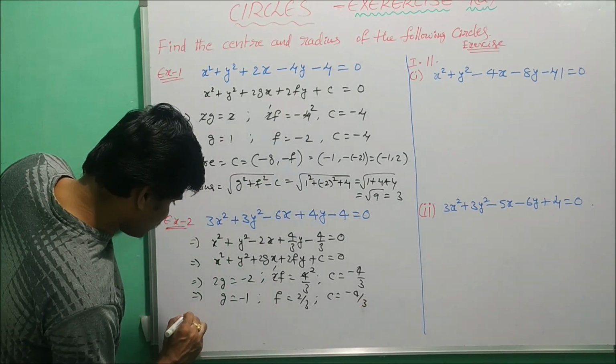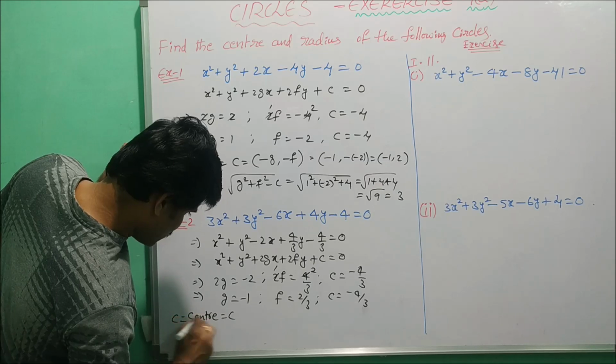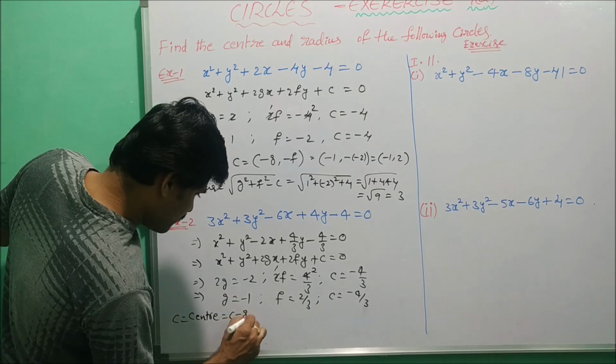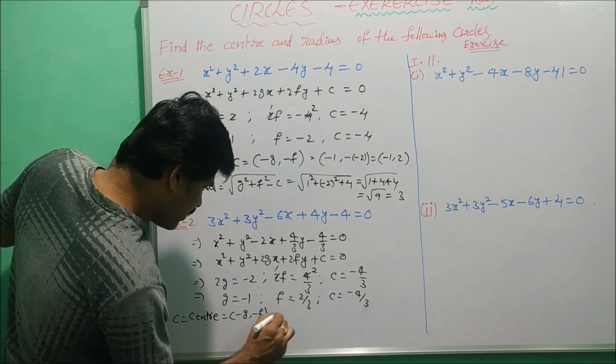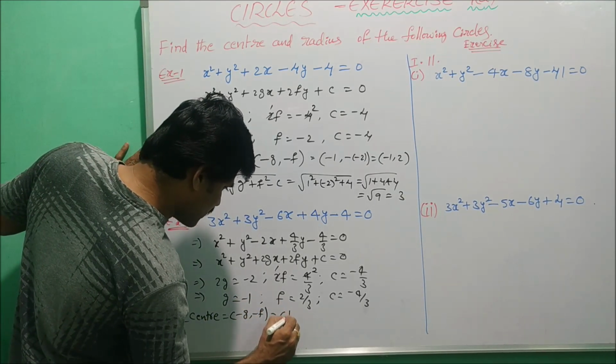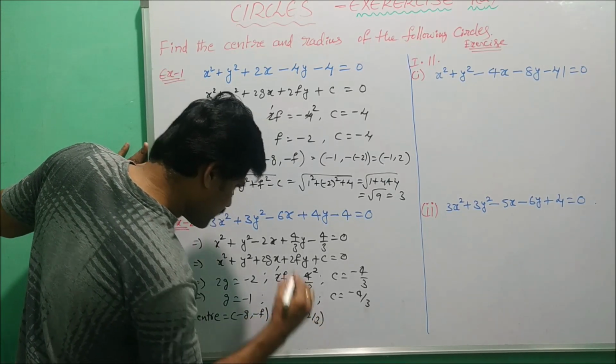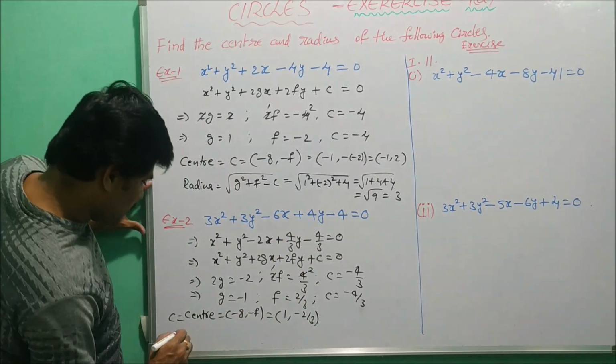Now here center equals minus g, minus f. Now in this, we substitute the values of g and f. Minus g means minus of minus 1, plus 1. Minus f means minus 2 by 3. This is the center of the circle. Similarly, radius.